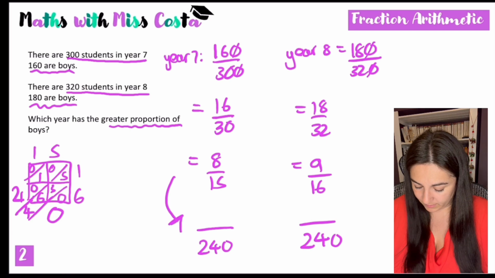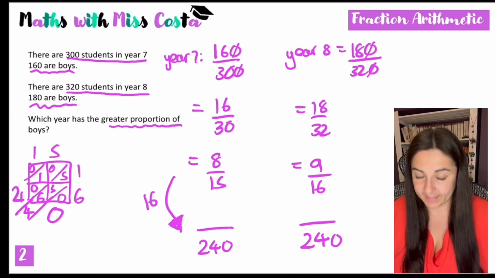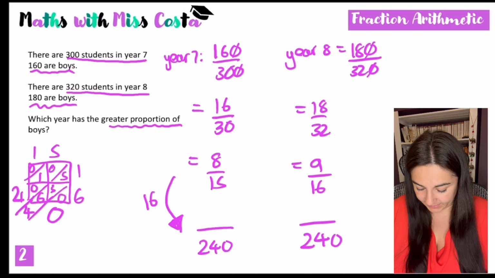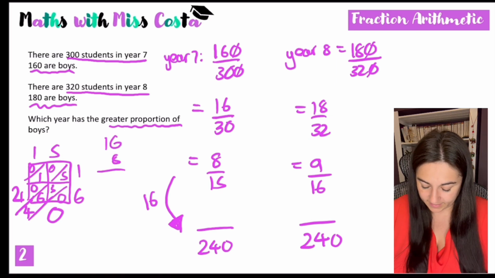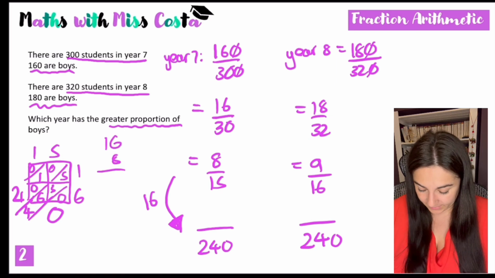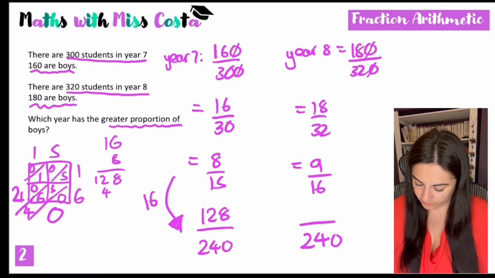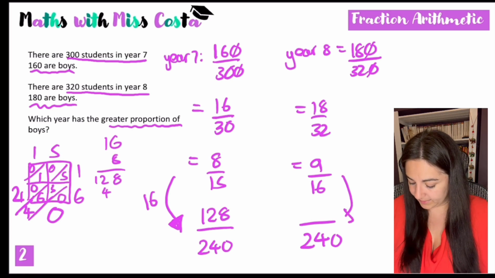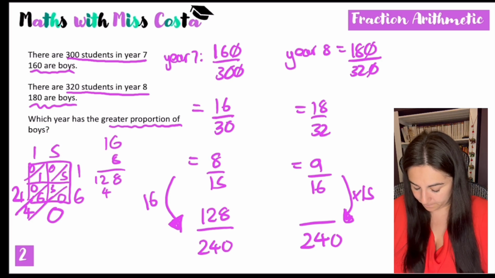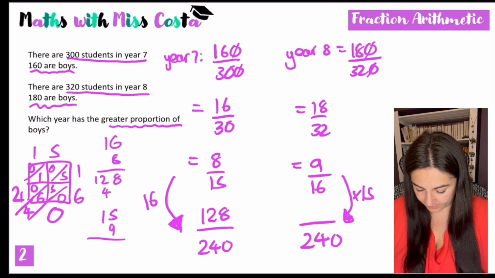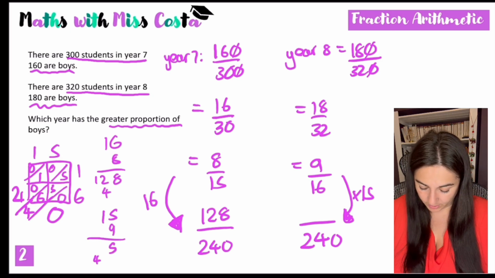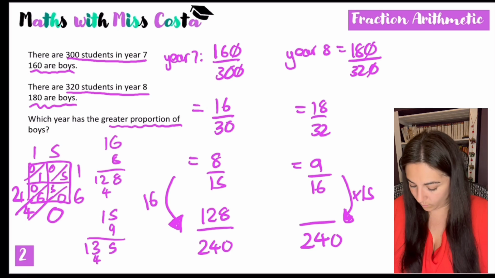What have you multiplied 15 by to get to 240? You've multiplied it by 16. So we want to do 8 times 16 as well. 8 times 6 gives me 48. 8 times 1 is 8, plus the 4 is 12. So that's 128 over 240. And then what have I done to 16 to turn it into 240? I've multiplied it by 15. So I'm going to need to do 15 times 9. So 9 times 5, 45. 9 times 1 is 9, plus the 4 is 135.